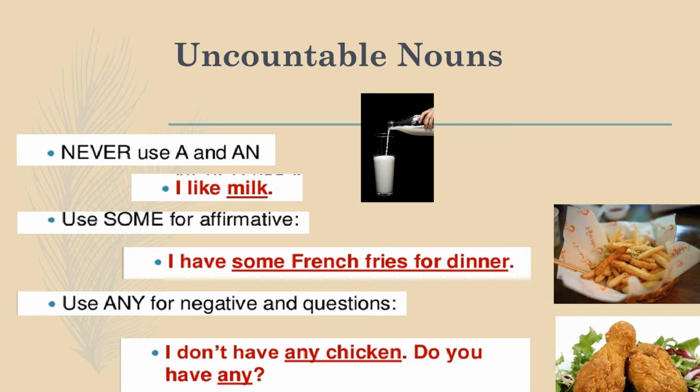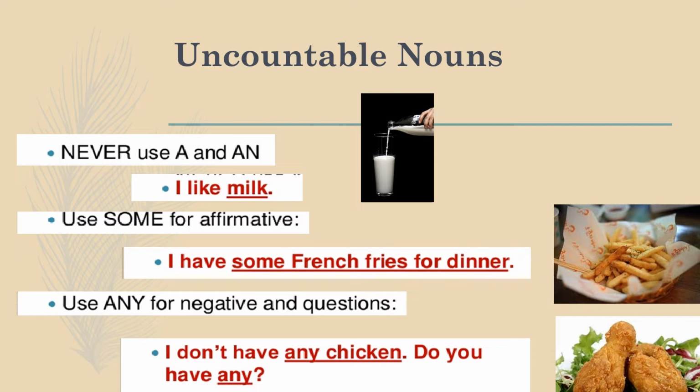Rule number 2, we use some for affirmative sentences. Example, I have some French fries for dinner. Only use some, no numbers. It means I have some French fries available for my dinner.